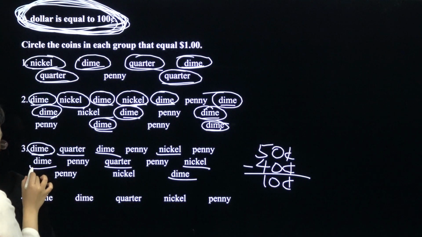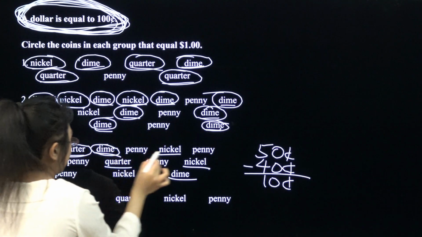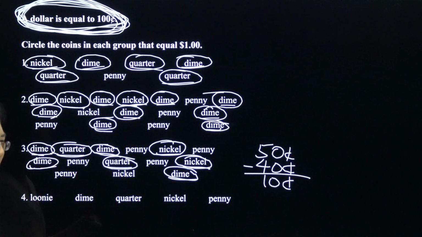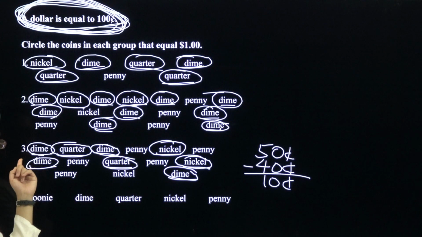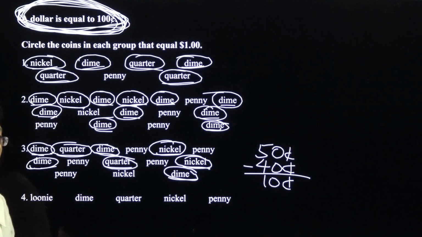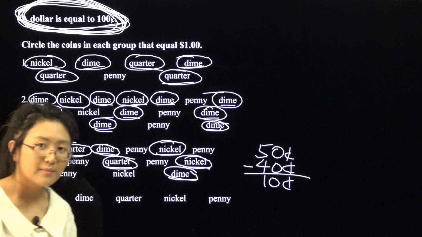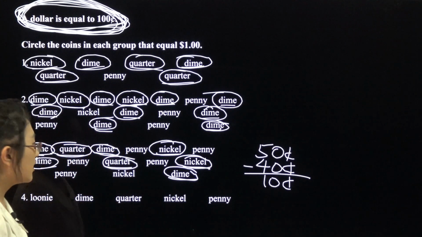Now let's circle these coins that we underlined. So we could check it over by technically skip counting. Dime, 10 cents, quarter, 10 plus 25, which is 35. Another dime, 45. Another nickel, well actually no, first nickel, 50. Another dime, 60. Another quarter, 60 plus 25 is 85. Another nickel, 85 plus 5 is 90. And another dime gives us 100 cents, which is $1.